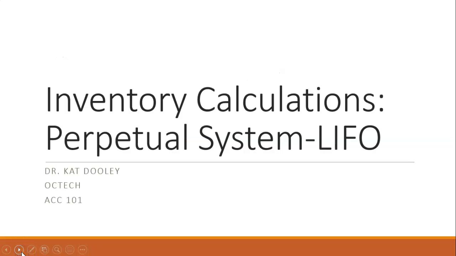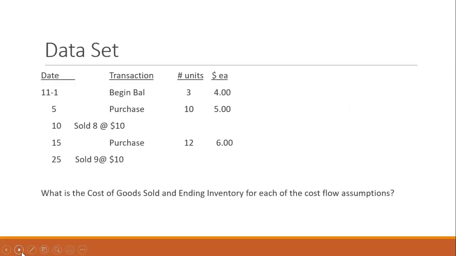All right, so now we're going to take a look at calculating out the inventory and the cost of goods sold if we were on the LIFO system. And of course, the LIFO system means last in, first out. So the last, most recent purchases are the ones we're assuming are being sold.